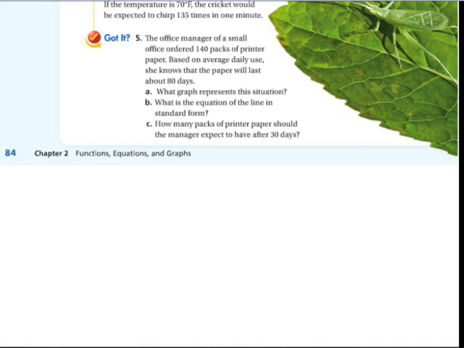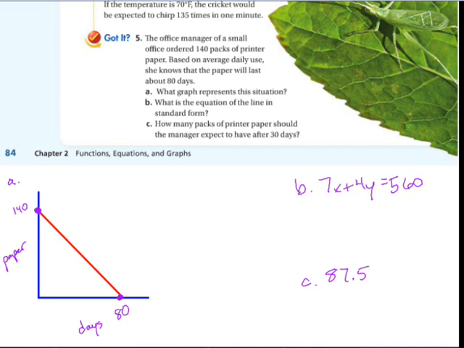So, the office manager of a small office ordered 140 packs of printer paper. Based on average daily use, she knows that the paper will last about 80 days. What graph represents this situation? And you can just sketch this if you don't have graph paper. So we need the graph, we need the equation of the line in standard form, and we need how many packs of paper the manager should expect to have after 30 days. Go ahead and pause the video here, see what you can do on this problem, and then unpause it, and I will help you out.